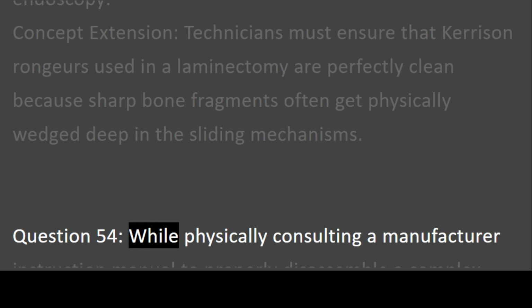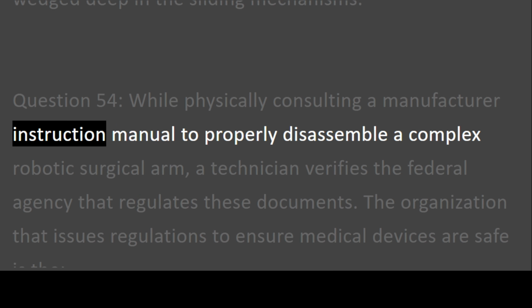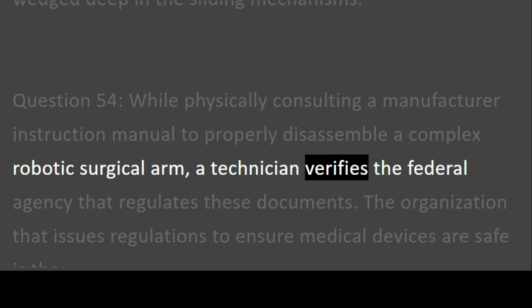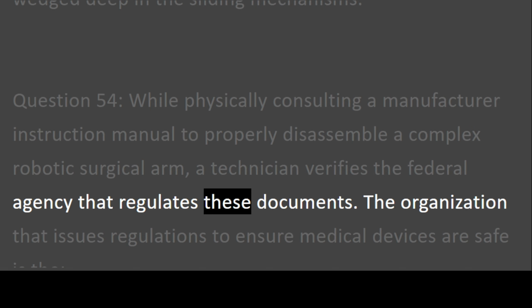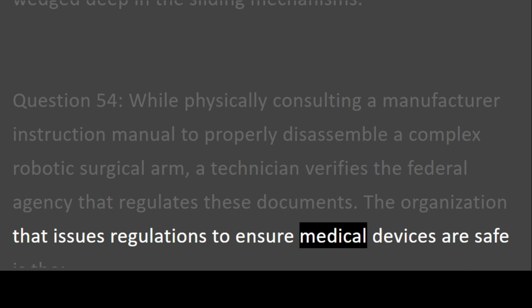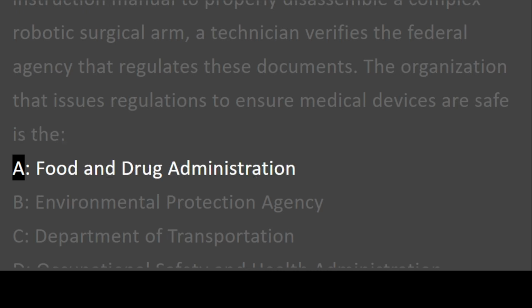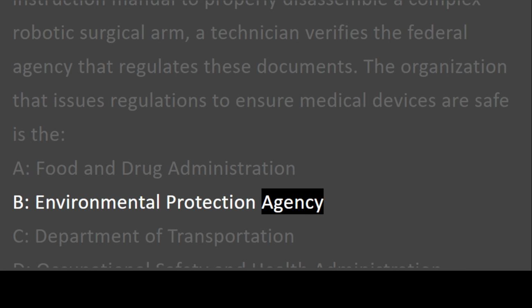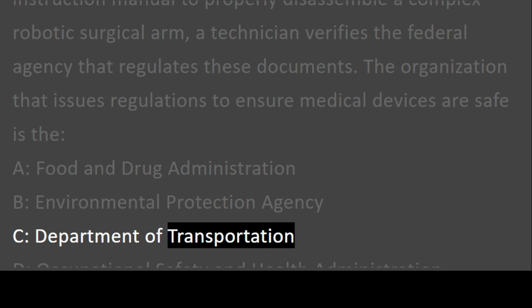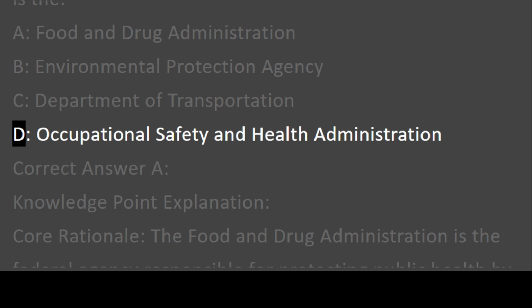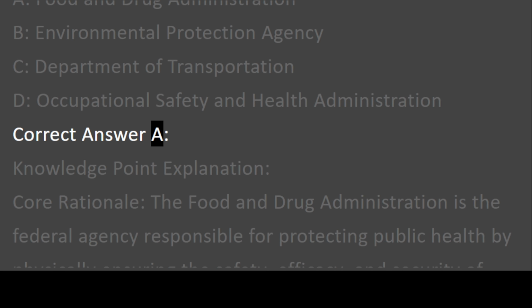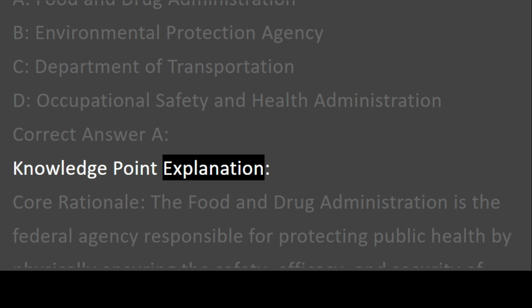Question 54. While physically consulting a manufacturer instruction manual to properly disassemble a complex robotic surgical arm, a technician verifies the federal agency that regulates these documents. The organization that issues regulations to ensure medical devices are safe is the A. Food and Drug Administration. B. Environmental Protection Agency. C. Department of Transportation. D. Occupational Safety and Health Administration. Correct answer A.